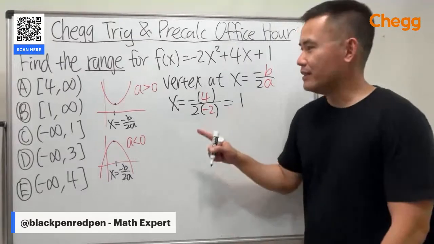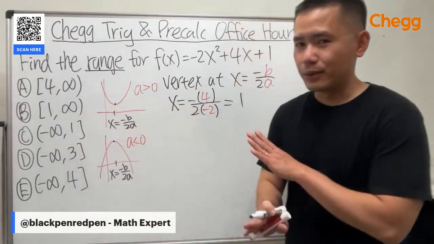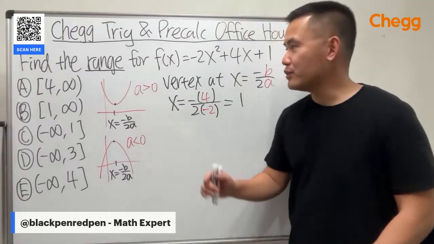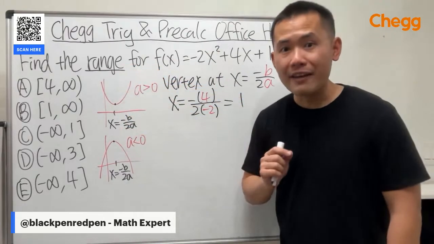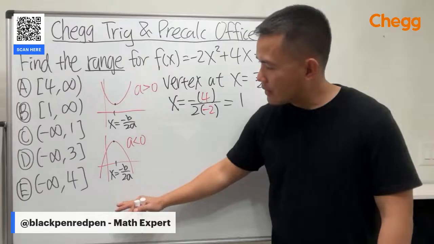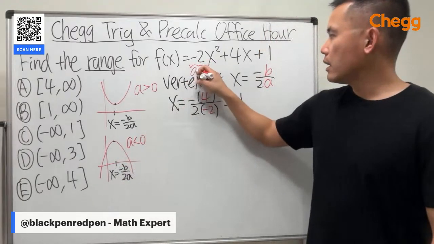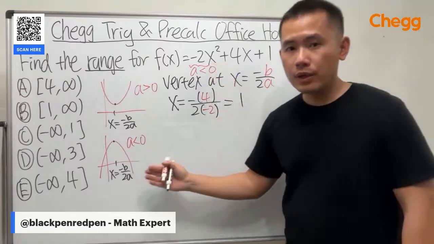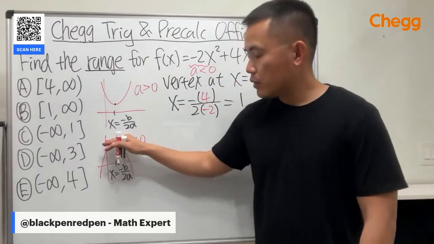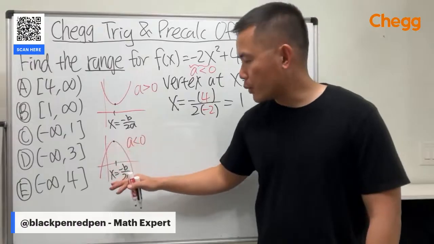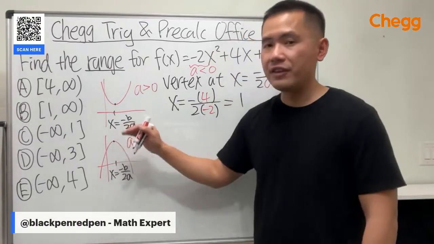That's not the answer though. The answer is not B, the answer is not C. Because the range is about the y values, right? And as we can see, we have a negative a value. So we are talking about this situation. We will have a maximum, and then the y value will go from negative infinity up to whatever that is.